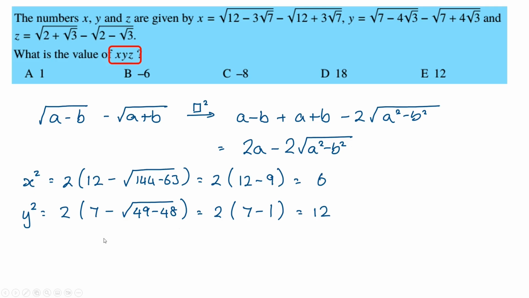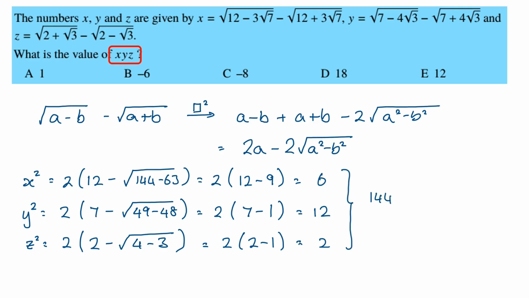But let's continue. So z squared equals 2 times, again, my a here is 2, my b is root 3, so it's going to be 2 minus 2 squared minus root 3 squared, and that's going to be 2 minus 1, which is indeed 2, which means the product of all of these is 144. That's x squared, y squared, z squared. I want x, y, z, so it's a square root of this. So square root of 144 is 12. 12 is up there, it's answer E, and therefore I've done today's question.